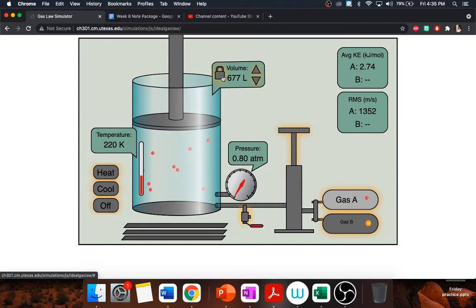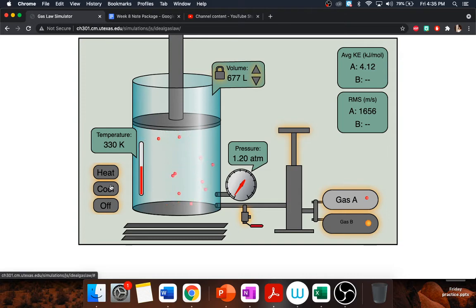So I'm going to lock this here to make sure that the volume always stays at this 677 liters, right? And I'm going to take a look at what the temperature is at the moment. It is 220 Kelvin and the pressure is 0.8 atm. So if I increase the temperature, I'm wondering what is going to happen to my pressure. So if I increase my temperature, when temperature increases, pressure seems to increase as well.